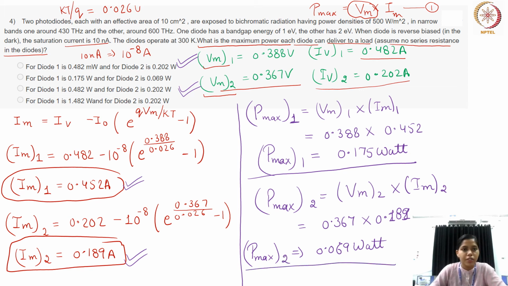So out of these options, the second option is the correct answer for this question. So is it clear? Okay. So now let's move on to the next question.